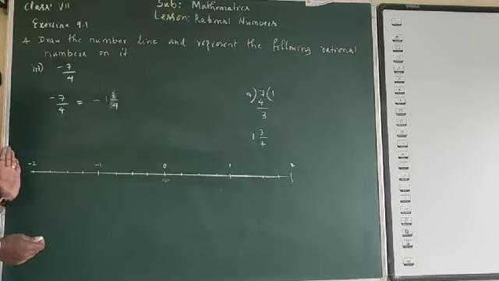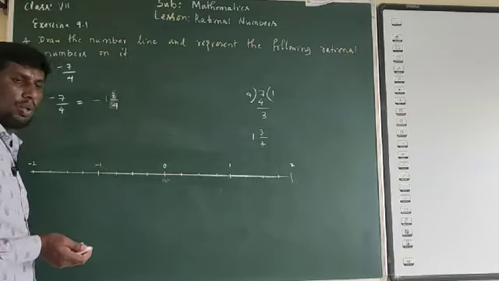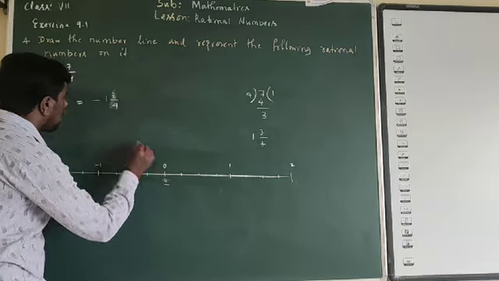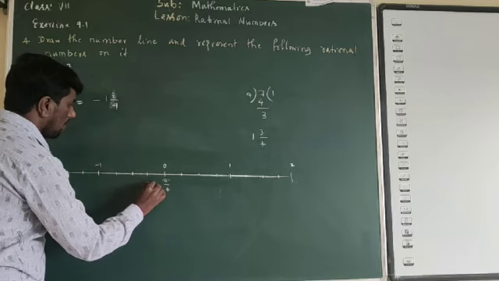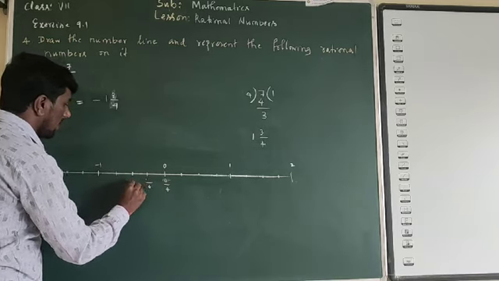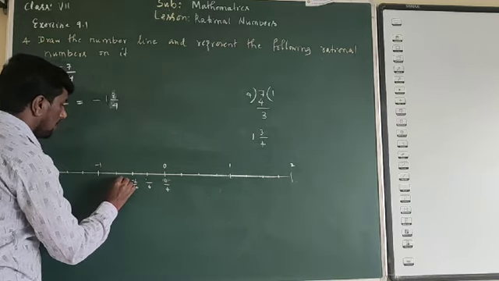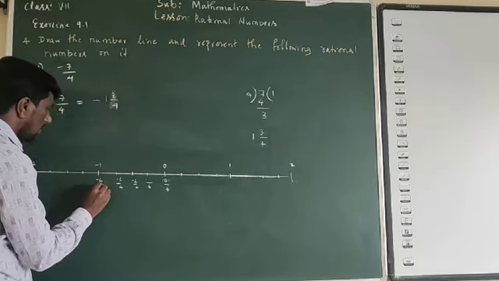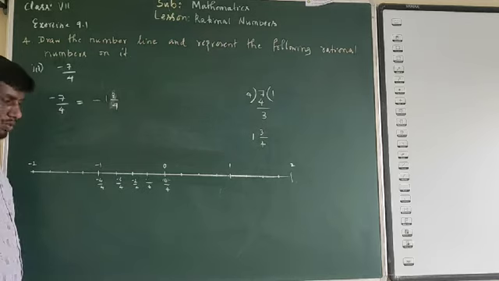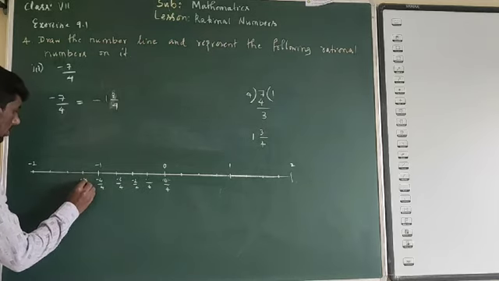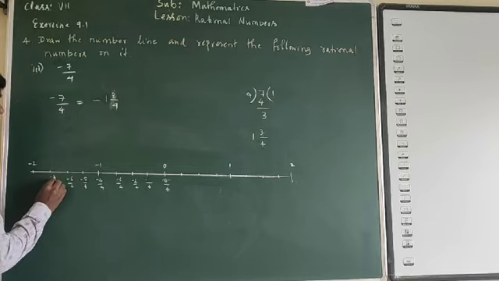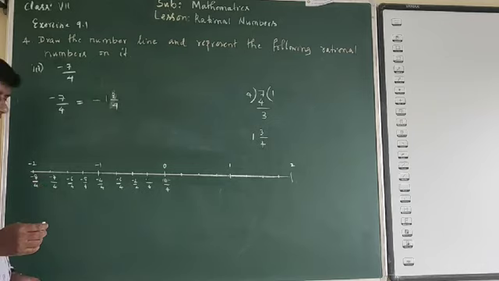Let us count in the LHS, left side of the 0. Okay. Now this is what? 0 by 4. 1 by 4. Minus 1 by 4 because it is negative side. Minus 2 by 4. Minus 3 by 4. Minus 4 by 4, which is equal to minus 1. Then minus 5 by 4. Minus 6 by 4. Minus 7 by 4. Minus 8 by 4. Okay.